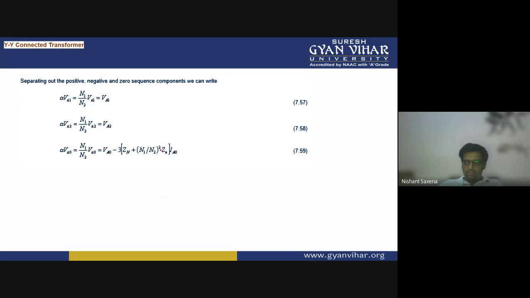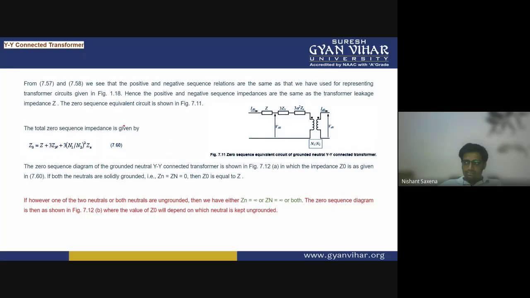Now, from this 7.57 and 7.58, I can redraw the circuits. We can see that the positive and negative sequence relations are the same as those we have used for representing the transformer circuits in figure 1.18 in the starting of the lectures. Hence the positive and negative sequence impedances are the same. The leakage impedance is the same as the leakage impedance Z. The zero sequence circuit is shown to you.